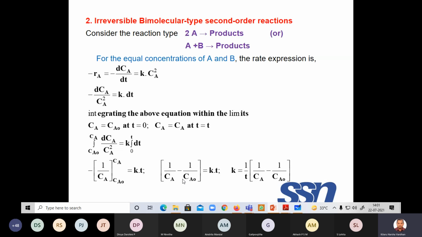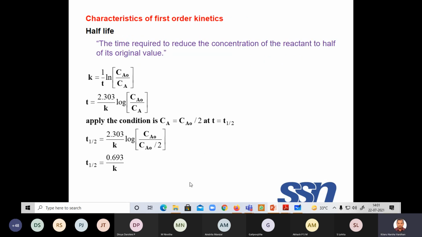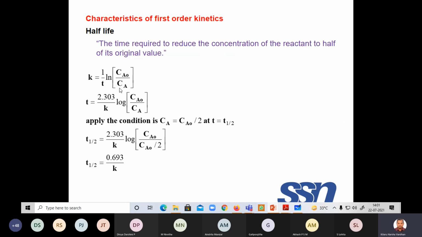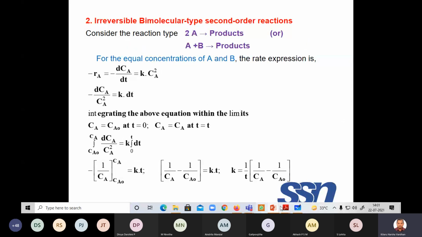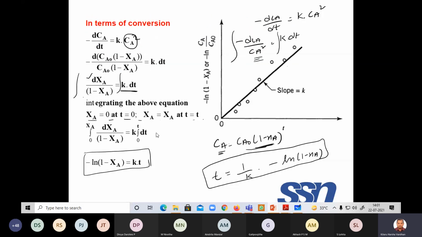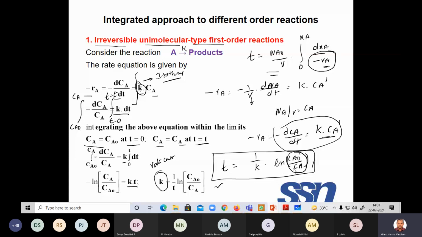If you substitute the limits, you get 1 by CA minus 1 by CA naught, whereas earlier you were getting something different. So with the order, you get different expressions. You see here, for a second order process, you get K is 1 by t into 1 by CA minus 1 by CA naught, whereas for the first order, you get t is 1 by K into ln CA naught by CA. If there is a third order, you get still one more equation.